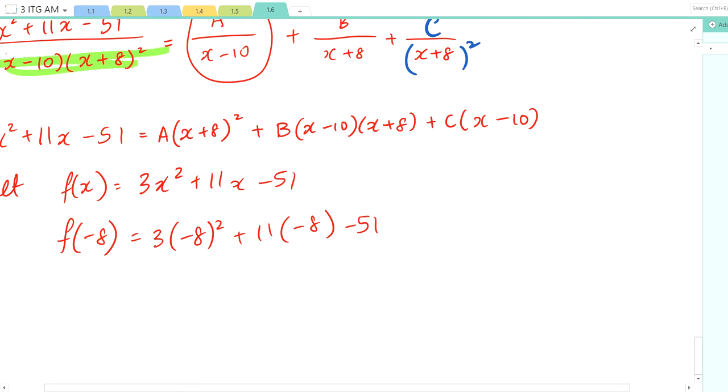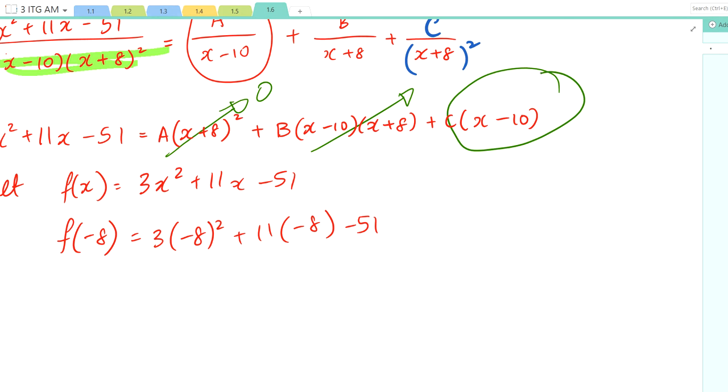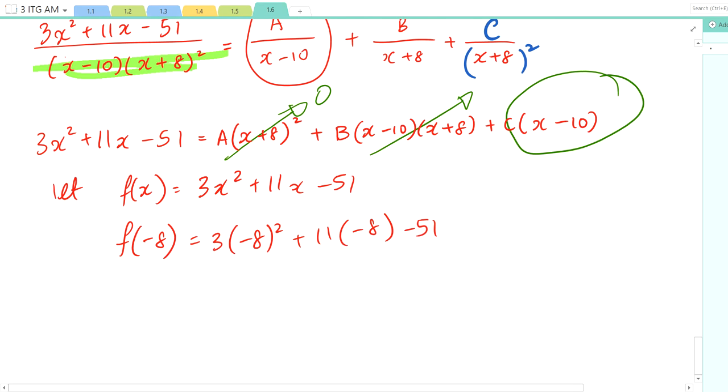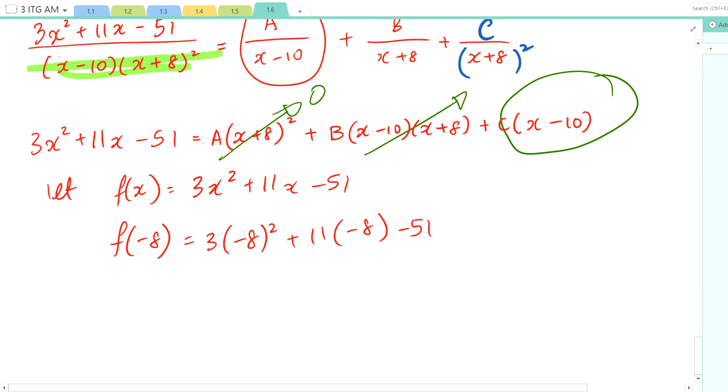And this is supposed to be equal to, let's look, if x becomes negative 8, this disappears, this disappears, and I'm left with C multiplied by negative 8 minus 10. Solve for C. Right? Okay, we do something similar for the value of A. Then for the value of B, what value of x would you like to use? What's the convenient value of x in order to find the value of B?